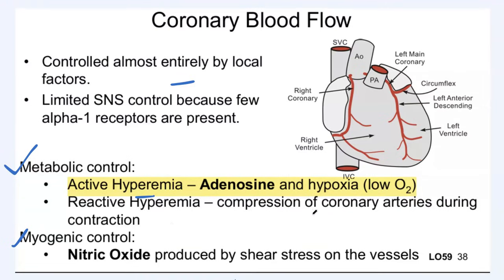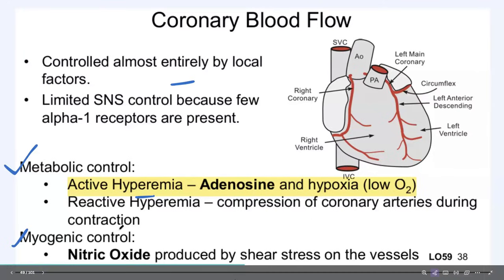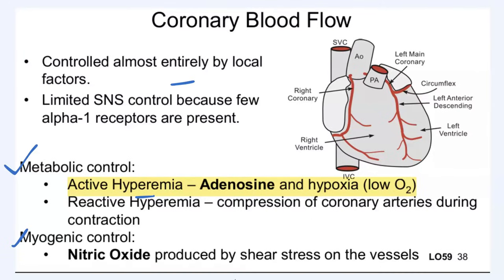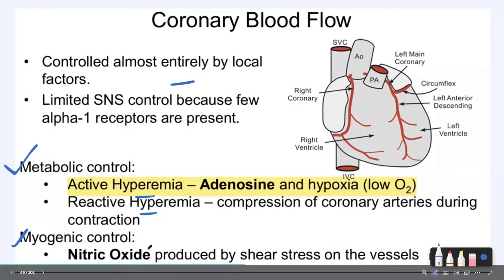Reactive hyperemia is compression of coronary arteries during contraction. So when the heart contracts, the coronary arteries are also going to be compressed for a bit. So that basically means that there's a temporary occlusion, okay? And that's going to cause reactive hyperemia. In myogenic control, nitric oxide is produced by shear stress. Look, shear stress again on the vessels. And again, nitric oxide is a local vasodilator. So it's going to dilate the coronary arteries.